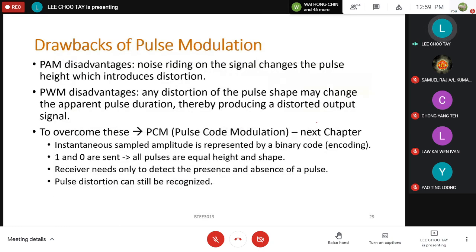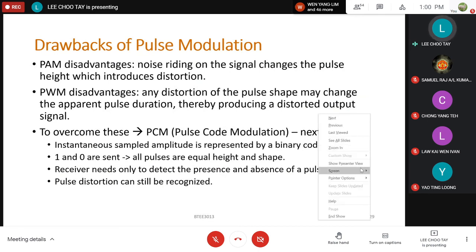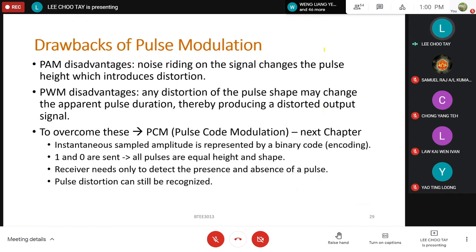Okay. There are problems with the pulse modulated signal. The pulse modulated signal, as mentioned previously, was mainly used for short distance transmission. It was mainly used for short distance communication, and you have to use cable. And then as far as PAM is concerned, you have a problem with noise. And then for PWM, you may have distortion on the pulse shape, right?